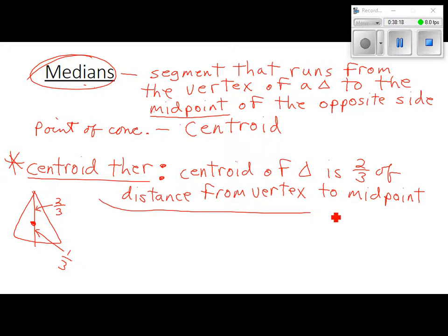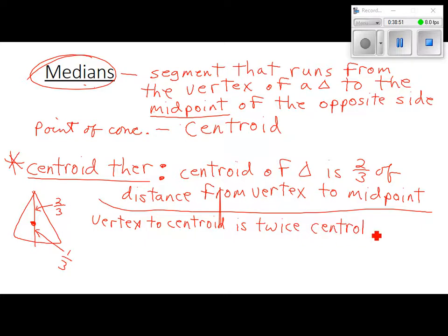The other thing that I want you to write down there, this is the part I had to look up to try to remember how I want to explain it to you, is I want you to write it down this way. Vertex to centroid is twice centroid to midpoint.